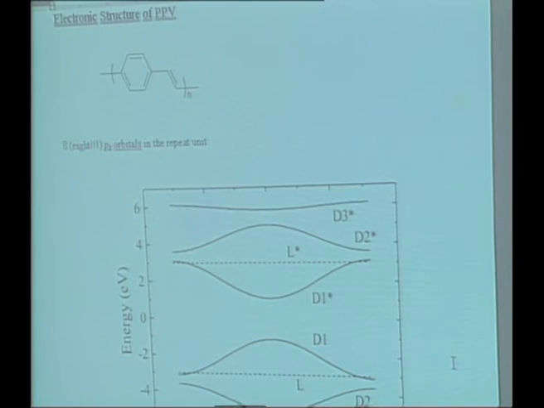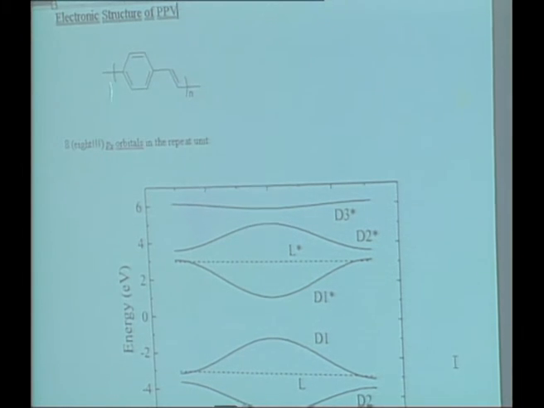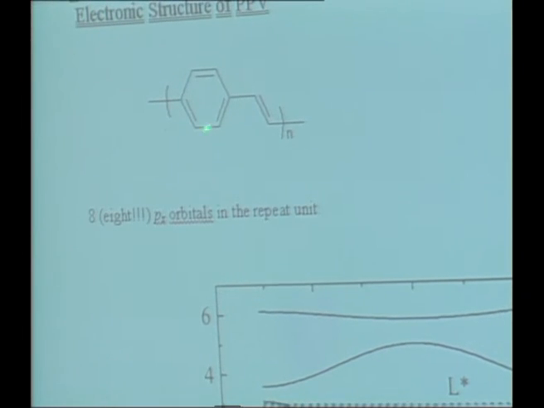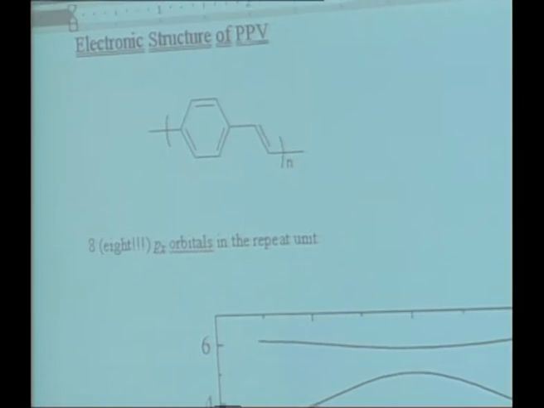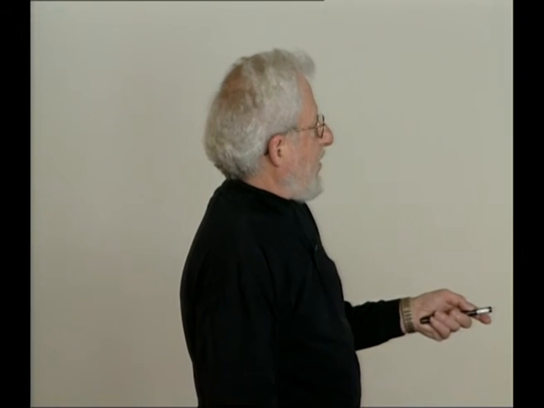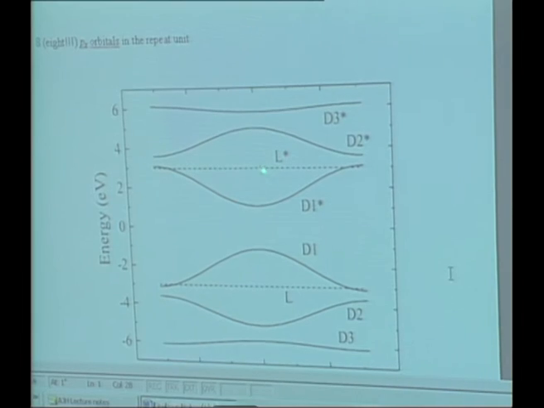And I'm emphasizing that here with the electronic structure of polyparaphenylene vinylene, PPV. So here's PPV. PPV is basically an alternating copolymer between polyacetylene and polyparaphenylene. You can think of it that way, literally, as an alternating copolymer. But now you see I have 1, 2, 3, 4, 5, 6, 7, 8 electrons in the repeat unit. This is the repeat unit. So since I have 8 electrons in the repeat unit, I have to have 8 bands. So here they are: 1, 2, 3, 4, 5, 6, 7, 8.